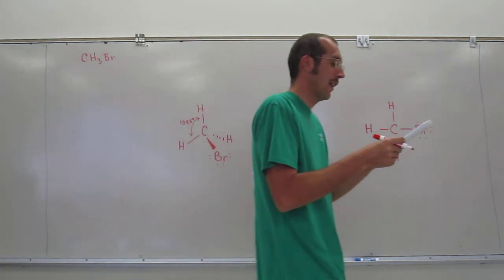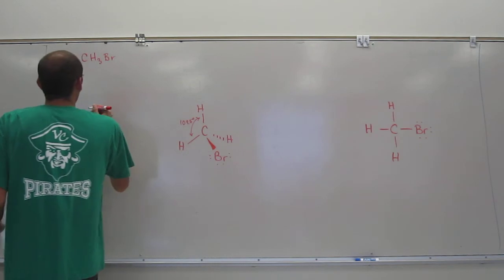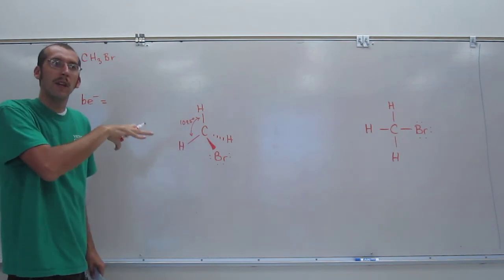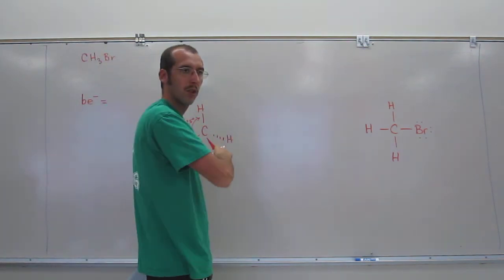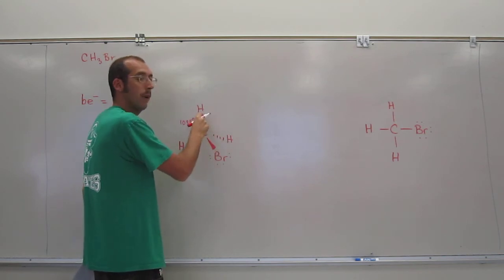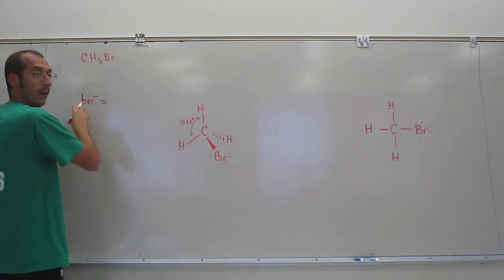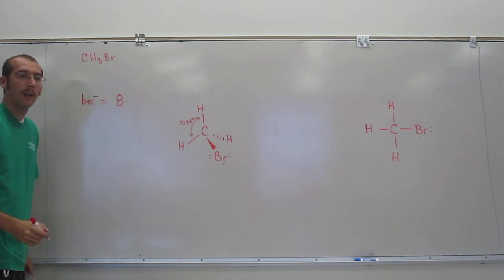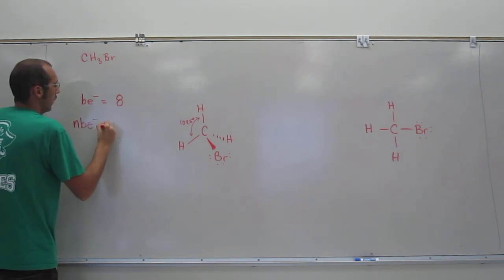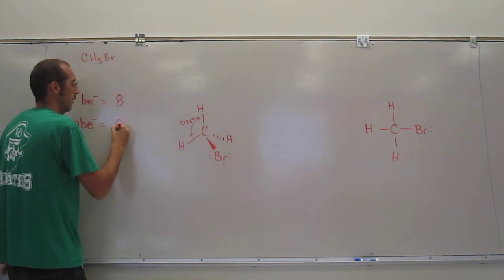It asks, how many bonding electrons are around the central atom? When we're looking for bonding electrons, we look for electrons contained within a bond. We can look at either one of these structures, and the central atom is only that carbon atom. This carbon atom has how many bonds around it? Four. And a bond has how many electrons in it? Two. So the number of bonding electrons is 8. The next question is, how many non-bonding electrons? Those are like lone pair electrons. You don't see any there, so it's going to be 0.